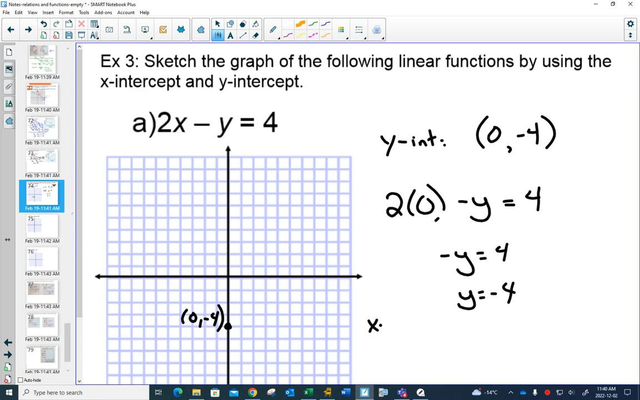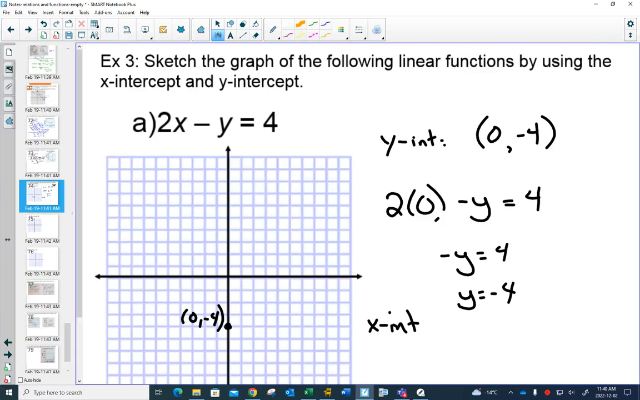To find our x-intercept... so we could plug in 0 for x because we know that x has to be 0. Then we just do our algebra. If I plug in 0 for x, 2 times 0 is 0. I'm left with minus y has to equal 4. y would have to be minus 4, because minus a negative 4 makes 4.